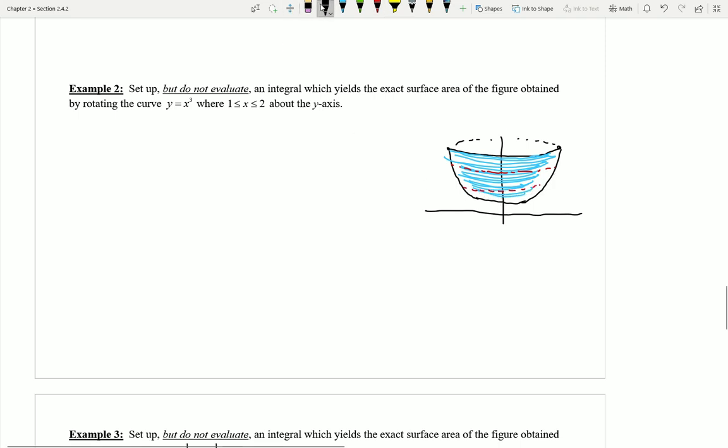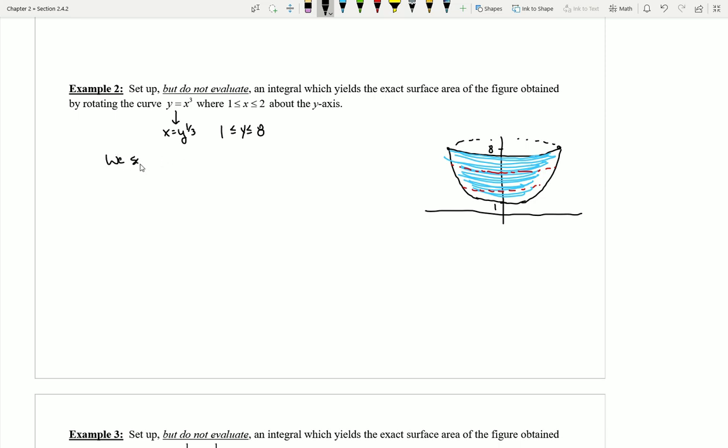And so because of that, I know this is probably going to be a dy problem that I should start with by default. So I'm going to start immediately by identifying that I'm going to be instead working with the function x equals y to the 1/3. And my range on y values here, like we saw in the last video, goes from 1 to 8. Remember, that's my lowest y up to my highest y. So I need to check to make sure my conditions are met here.